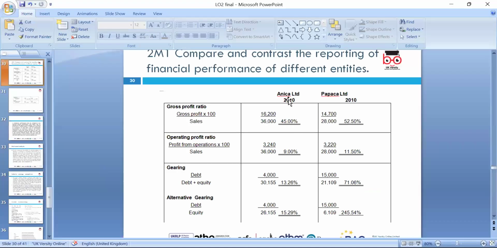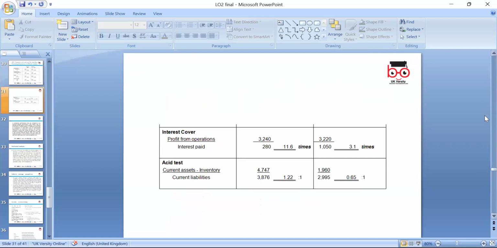Okay, so we can look here at the two companies, Anika and Papika. Anika's gross profit was 45%, the other was 52%. The operating profit was 9%. So the difference between 45 and 9 is the operating expenses, and those are overhead expenses. We can think about how we can reduce them to improve performance.